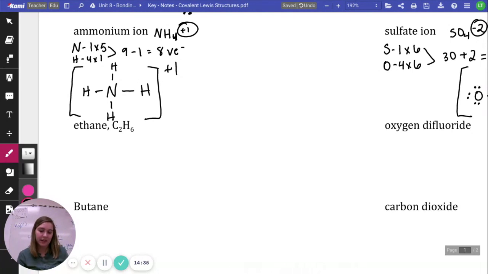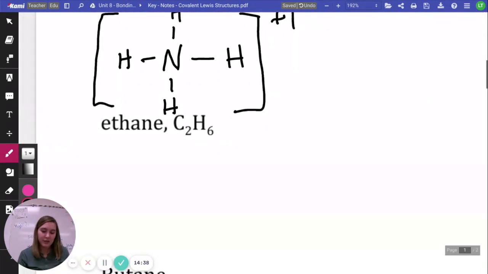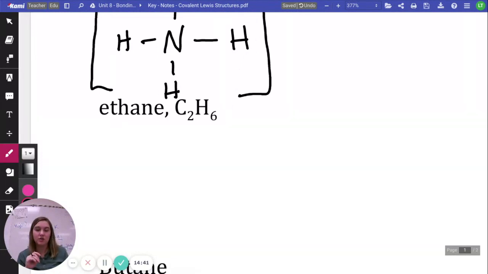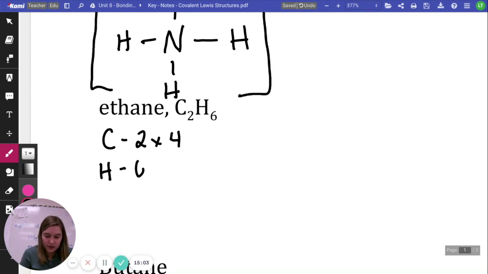Okay, let's do ethane. So ethane is going to be slightly different since it is a carbon chain. So anytime we have multiple carbons, we're going to chain them together. And I'll show you what that means. So step 1, we are going to determine our valence electrons. So I have carbon. I have 2 carbons, each with 4 valence electrons in them, because it's in group 14. And then I have hydrogen. And I have 6 hydrogens, each with 1 valence electron. So I have 8 plus 6, add them together, gives me a total of 14 valence electrons to work with.